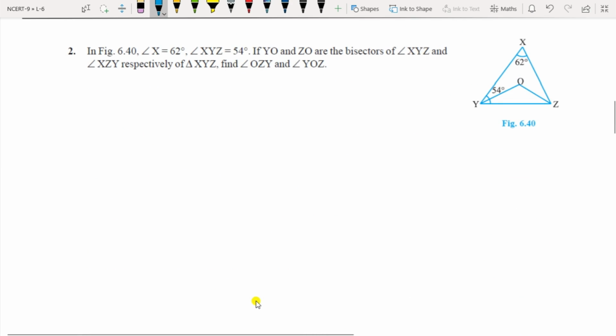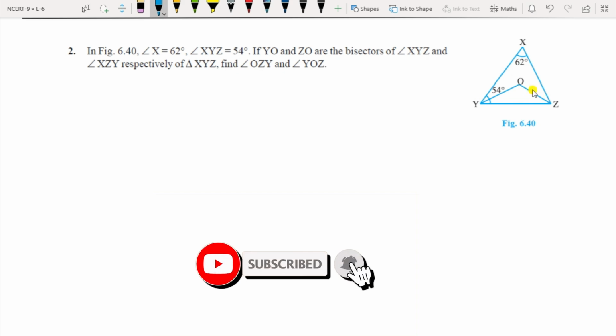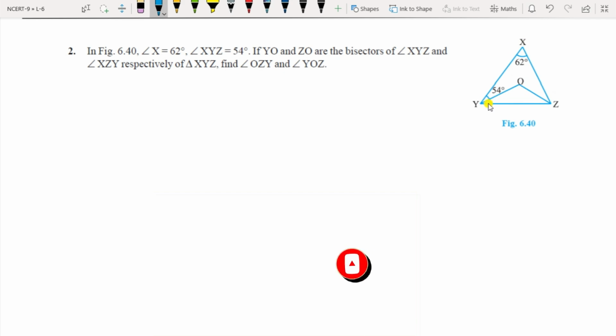The next one is here. In this triangle, these are the bisectors. OY and OZ are the bisectors. And the angle XYZ completely is given as 54. So if it is a bisector, you have to divide these angles too. And this one also. Now this is 62. So this whole we can find out first. So let us do it.